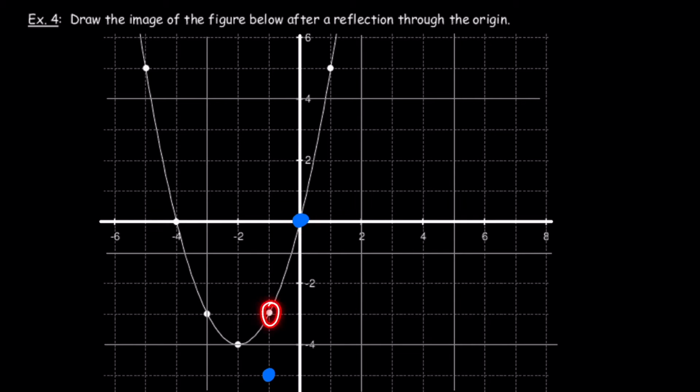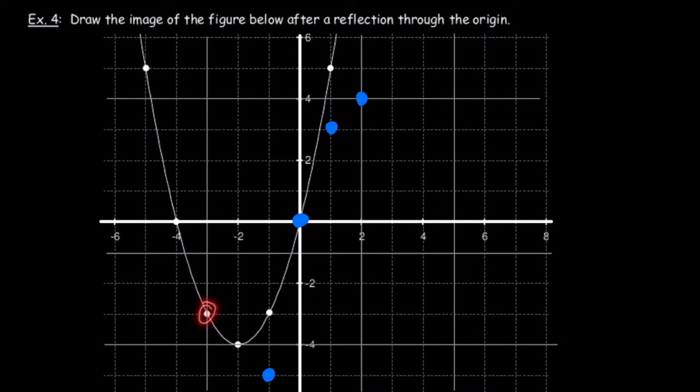So let's take this one. Up 3, right 1. So that's going to go right here. Okay, let's take this one. Up 4, right 2. It's going to go right there.